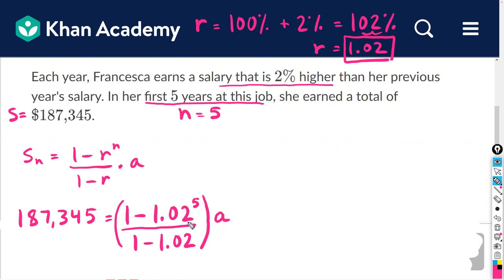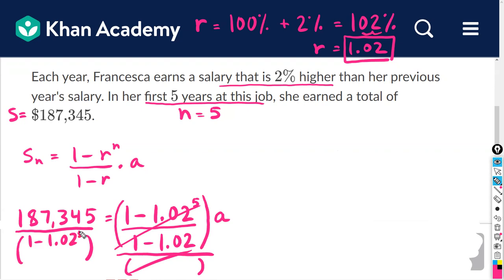All right, in order to solve for A, we need to divide by this whole mess right here. So I'm going to divide both sides by what is in the parentheses. I don't have room to rewrite the whole thing, but we're just dividing by this whole thing. And on the right-hand side, it cancels. And I can actually write it on the left: 1 minus 1.02 to the 5th divided by 1 minus 1.02.